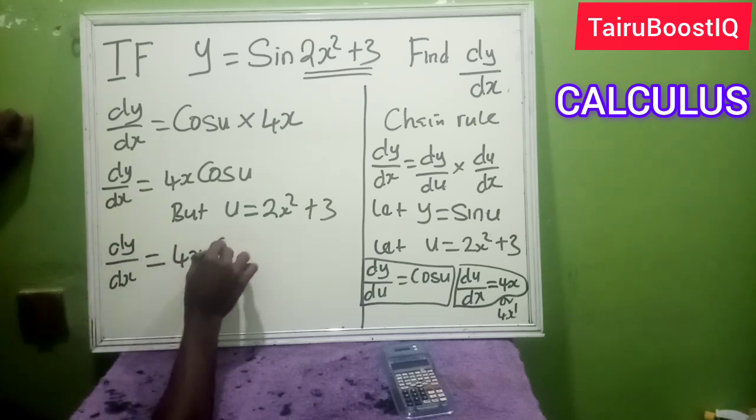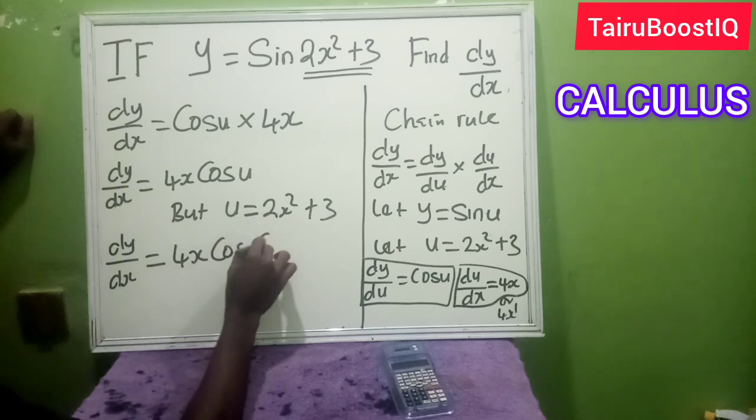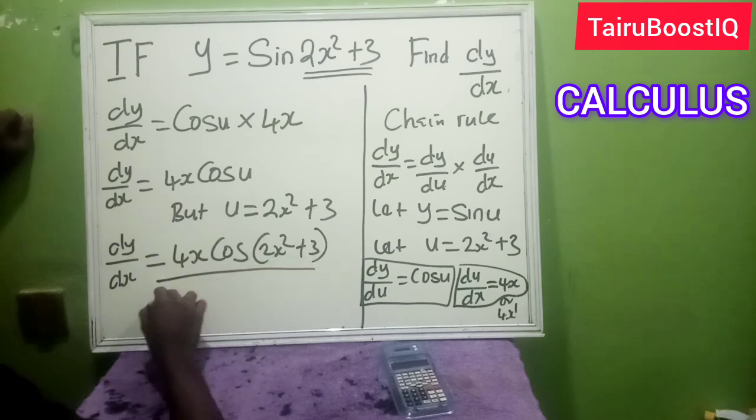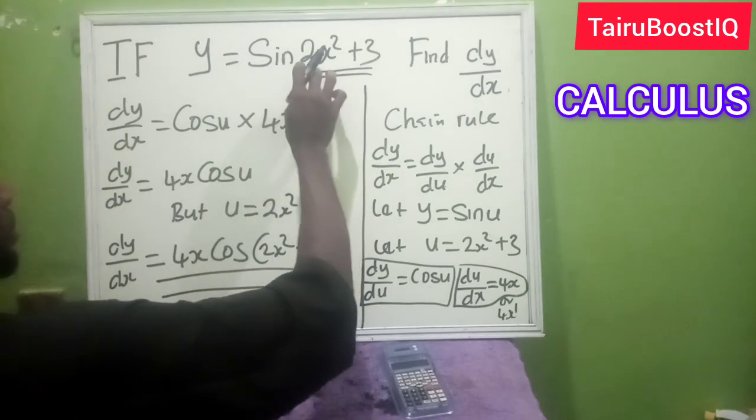So our dy over dx now is equal to 4x cos of 2x squared plus 3. And this is the derivative of sine of 2x squared plus 3.